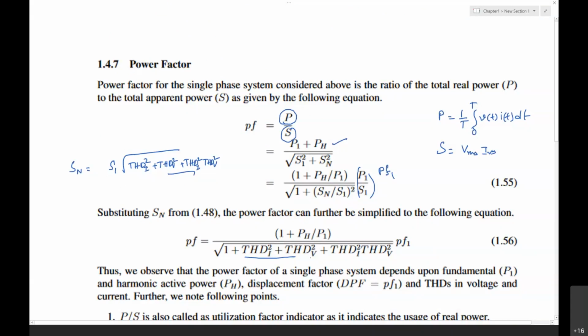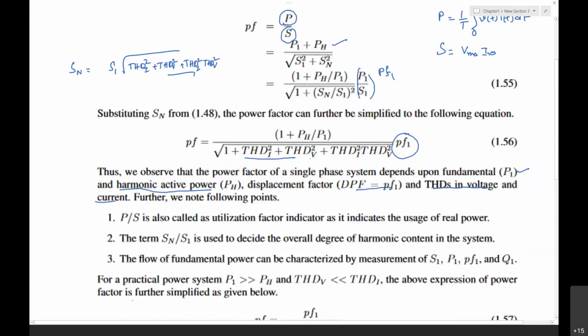Now with this equation 1.56, we observe that the power factor of a single phase system depends upon the fundamental active power and then the harmonic active power, and then the displacement power factor, and THD in voltage and current also. Okay, THD in current.